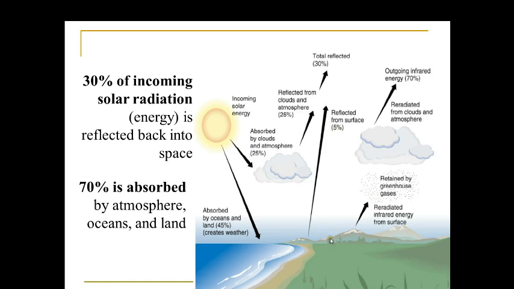We have re-radiated energy from the surface. There's the retaining greenhouse gases. We have re-radiated energy from clouds and atmosphere, such that the total reflected energy is 30% and the output infrared energy is 70%.